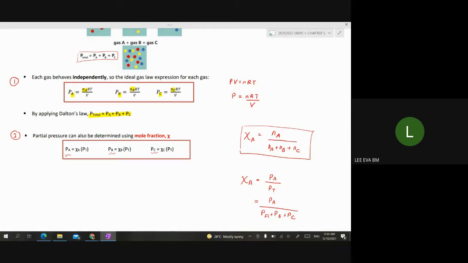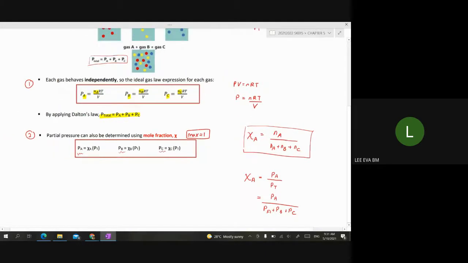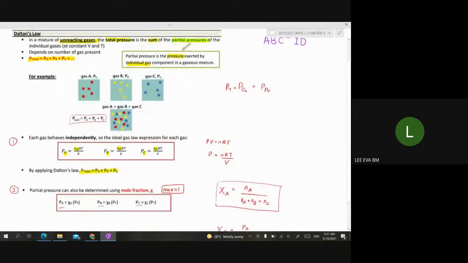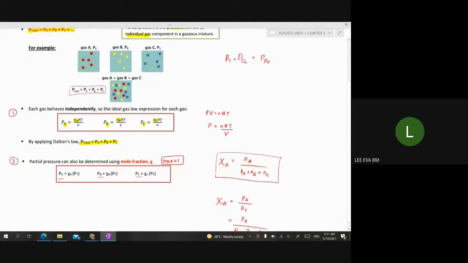But please remember, the maximum value for mole fraction is always 1. So it means the three mole fractions XA, XB, XC all added together cannot be more than 1. Even 1.001 is not allowed. Okay. So is everyone clear? Is it okay for this part? Okay, Dalton's law, yeah?